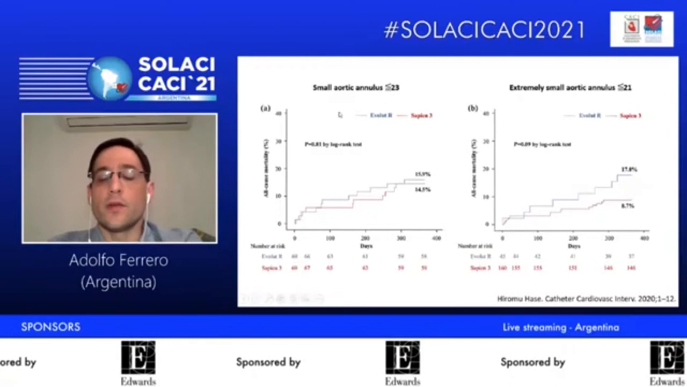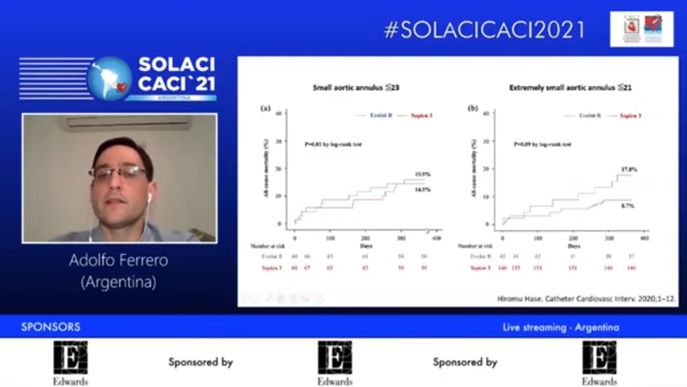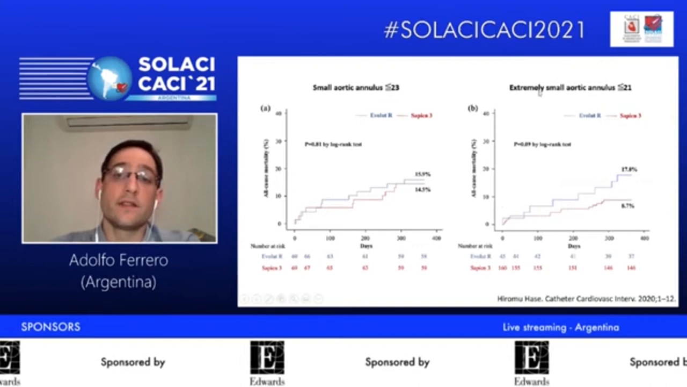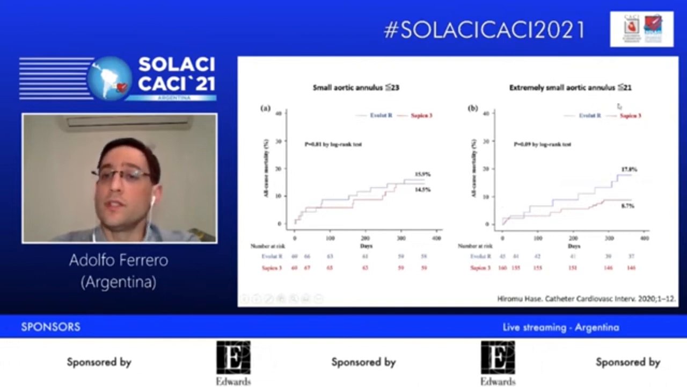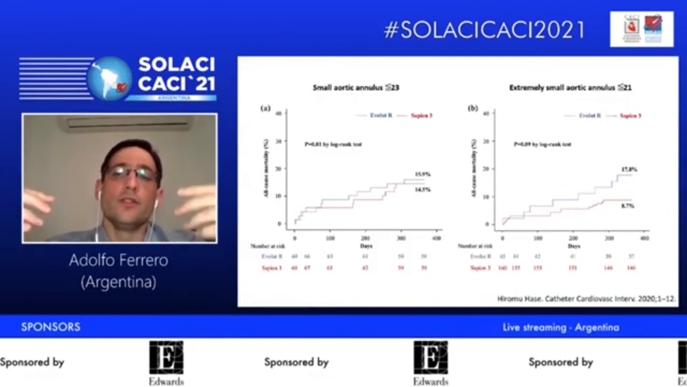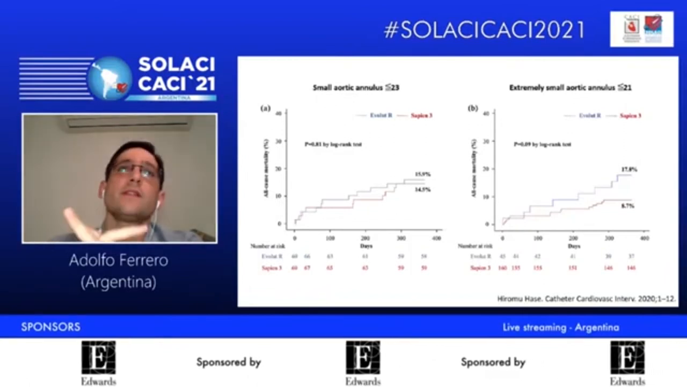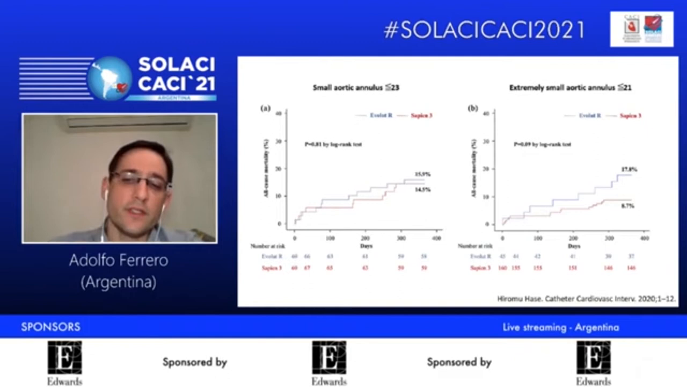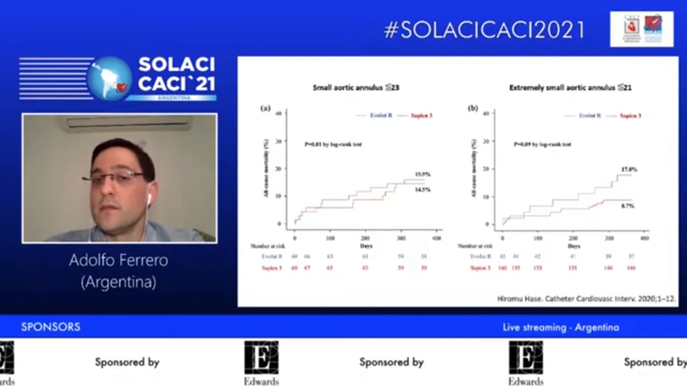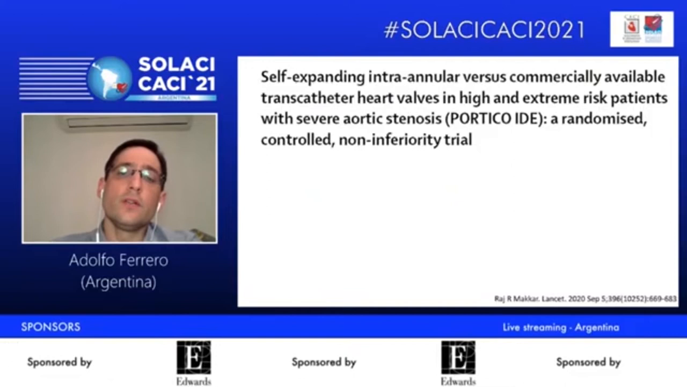So when you analyze the results of this study, you see something different. You have less mortality with Sapien 3 in both groups, especially in the extremely small annulus, which is less than 21. So there are certain differences. You said the valve is better in terms of this type of difference, but when you analyze the events, it seems that it's not the same, even worse.